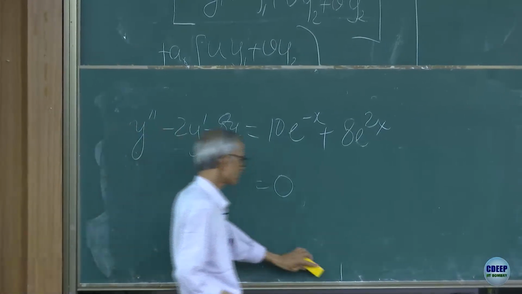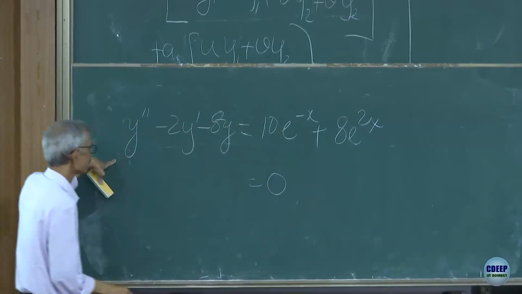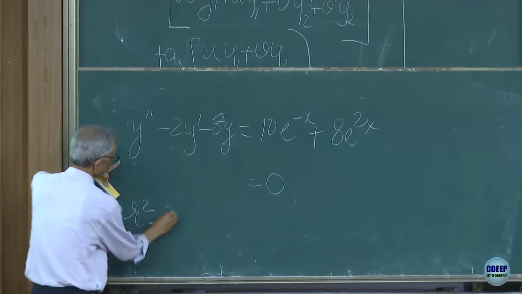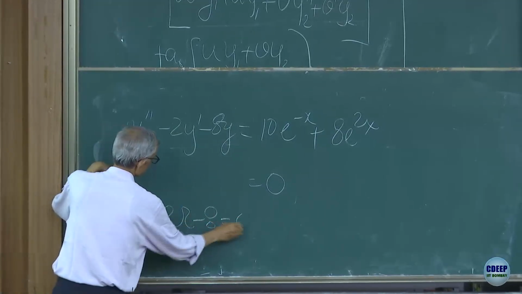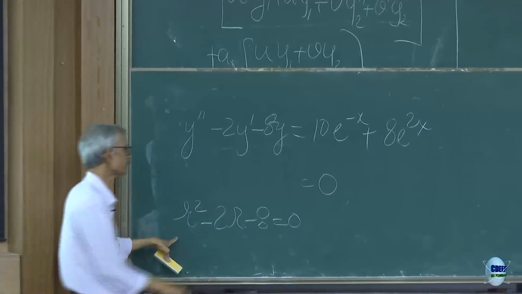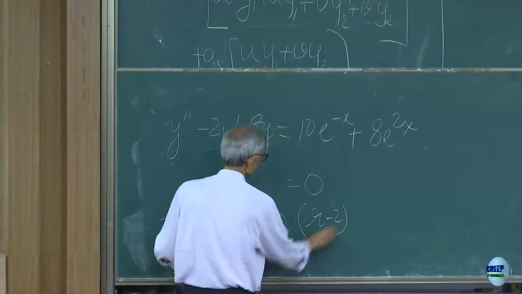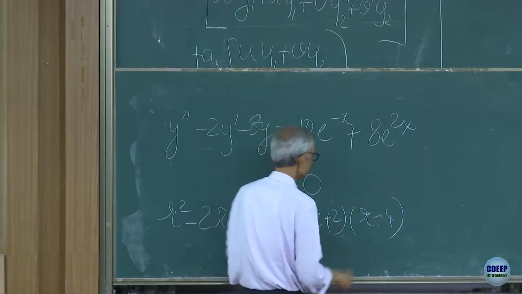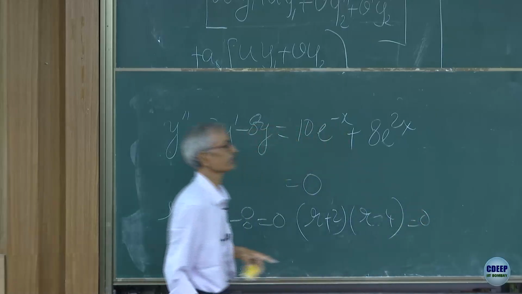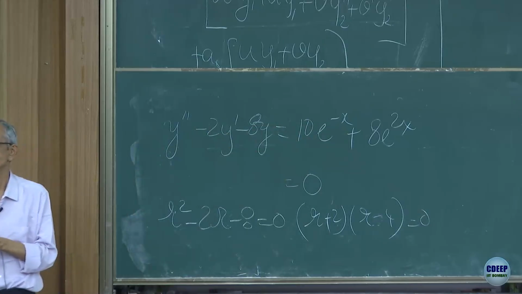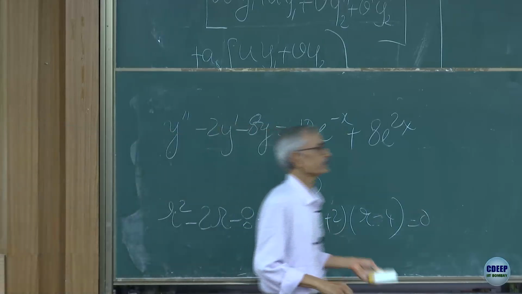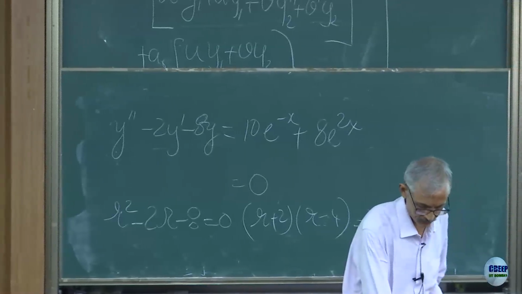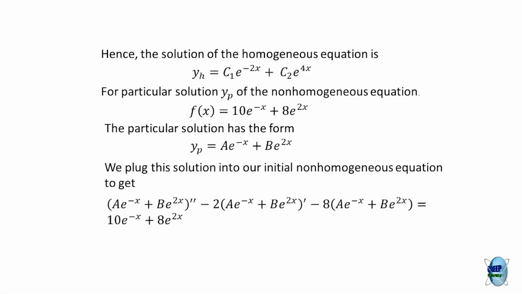And what would be the homogeneous solution? I would get r squared minus twice r minus 8 equal to 0. So this will give me r minus 4, r plus 2 equal to 0, and that's going to give me the roots of this equation. That we have done enough number of times. So the solution to my homogeneous part is going to be c1 e to the minus 2x plus c2 e to the 4x. So that's coming from here.